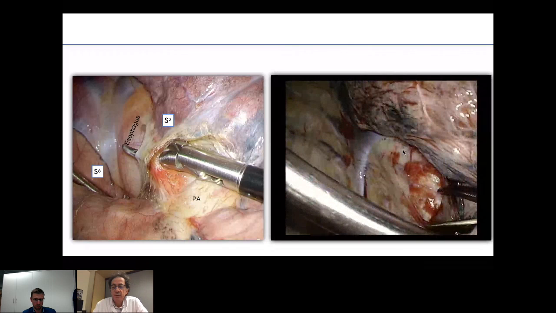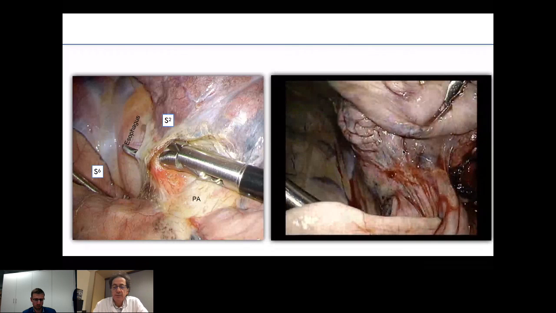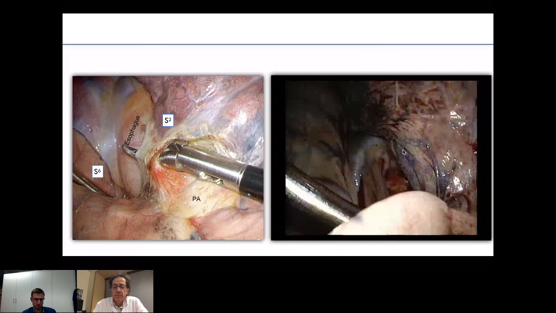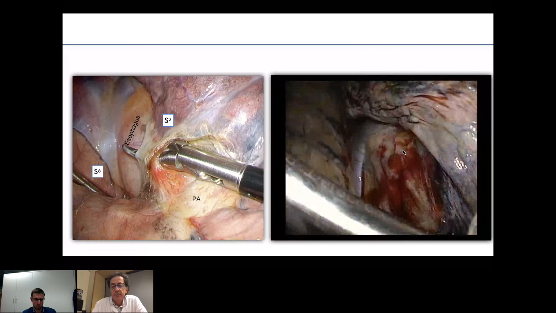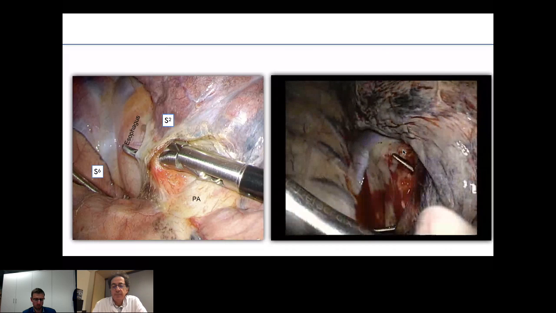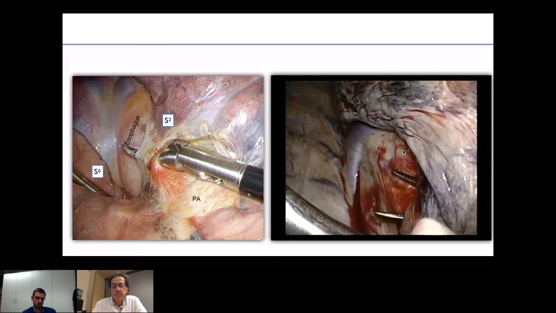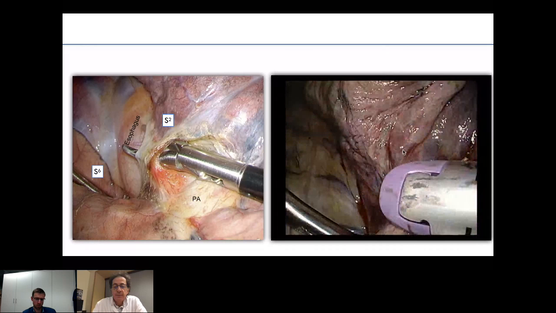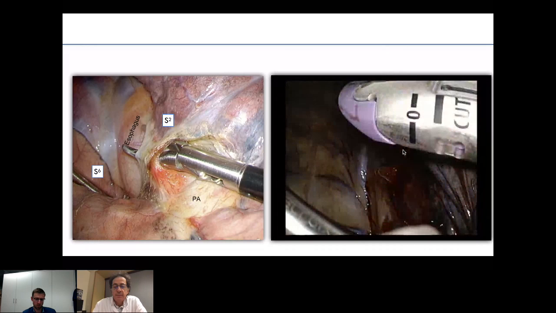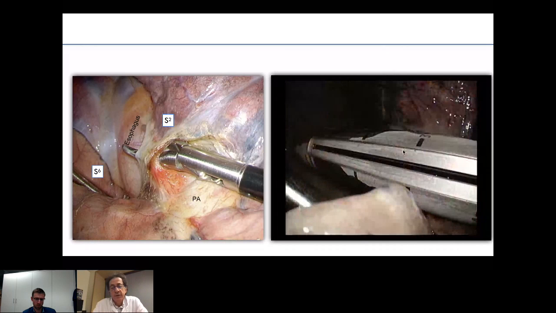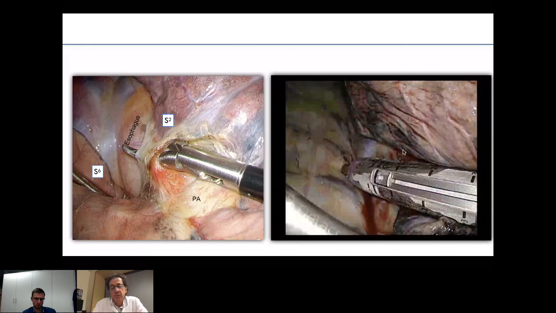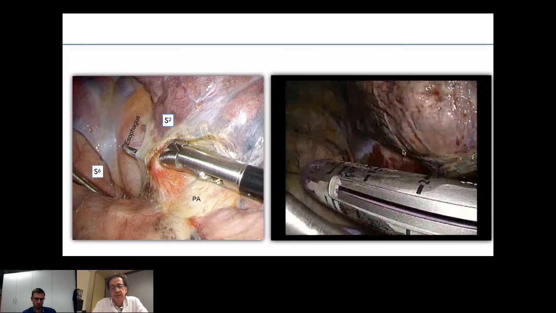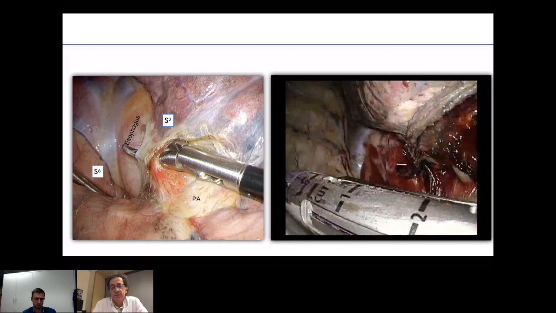So you create a passage like this. This must always be done under visual control. And then staple it. And once you have stapled the fissure, the dissection of the ascending A2 becomes very easy.